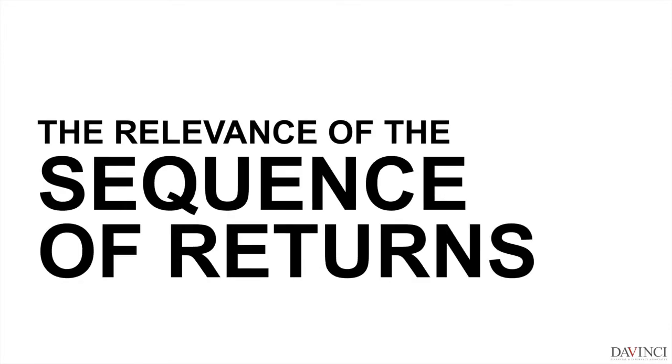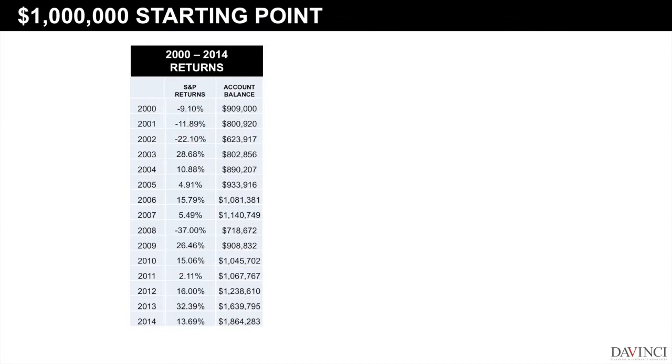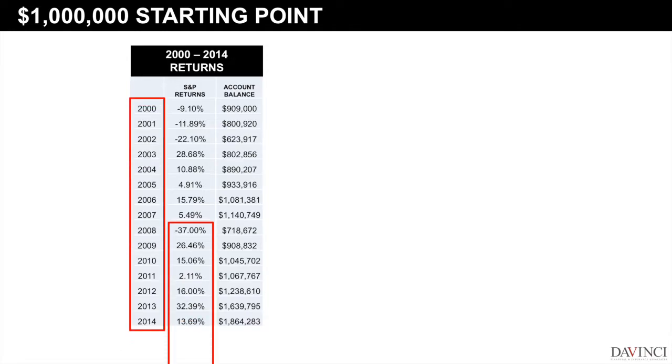There's an investment concept called the sequence of returns, and this pertains to the order in which the returns come within a given period of time. Here's an example. Here's a 15-year run, and we'll use a $1 million starting point, or a $1 million investment account balance. And this 15-year period is between the years of 2000 and 2014. Okay, and here are the S&P returns during that 15-year run.